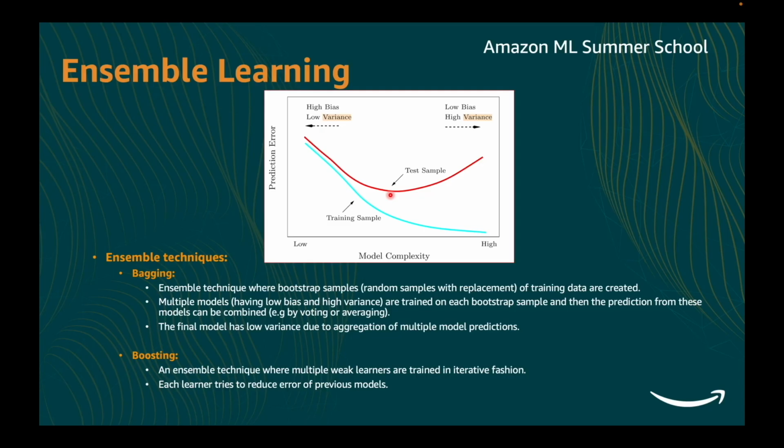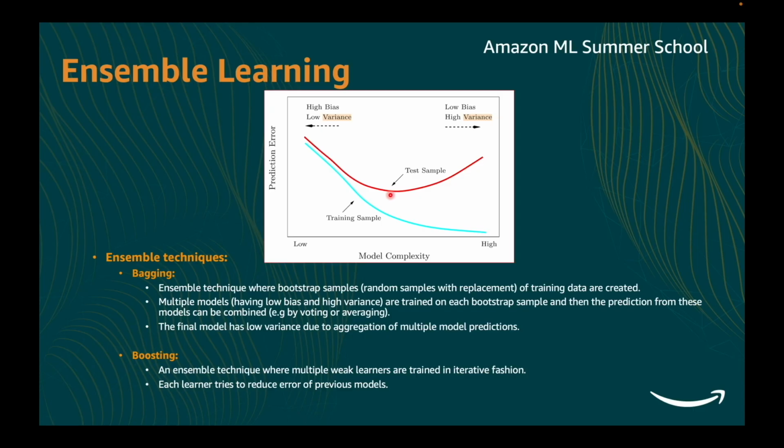The first is the bagging approach, an ensemble technique where you take multiple bootstraps. We'll explain what that is in a minute. You take multiple bootstraps of the training data and create multiple models, each of them having low bias and high variance, and then you take the average prediction of those models, or the majority vote if you're doing classification, and the resulting model has a low variance due to the aggregation of all these models. This is the bagging approach.